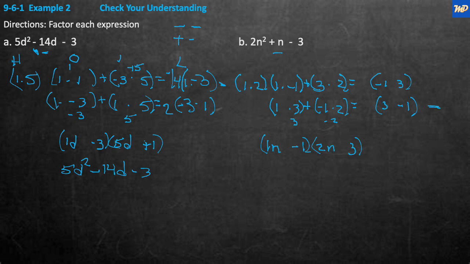And if you look at it, 1n times 2n is 1n squared. 1n times 3 is 3n. Negative 1 times 2n is negative 2n, so 3 plus a negative 2 is 1n. And negative 1 times 3 is negative 3. Okay, I think that took care of that.